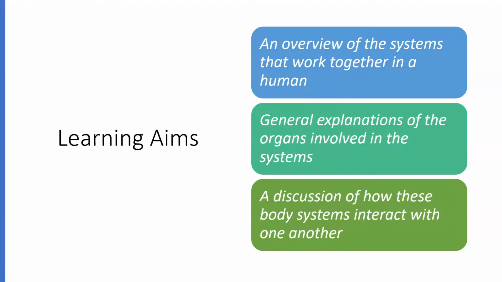Okay, body systems. So let's look at the learning aims today. Looking at an overview of the systems that work together in a human. Number 2, the general explanations of the organs involved in the systems. And finally, a discussion of how these body systems interact with one another.